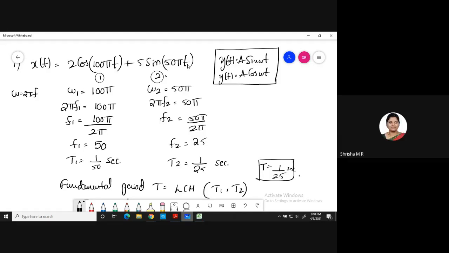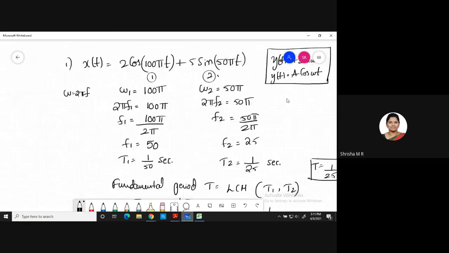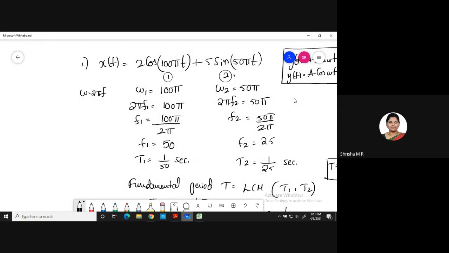We will see that. We'll try that also. Okay, so your question is, if we have 2 sine 100 pi t plus 5 cos 50 pi t. Yes, ma'am. Okay, so in here, what is omega 1?